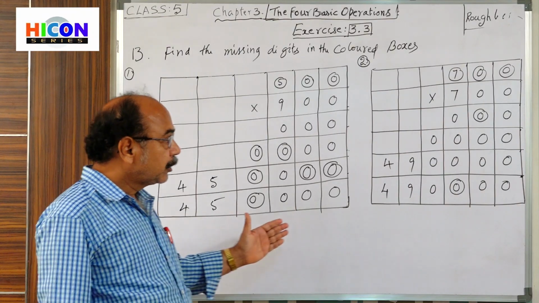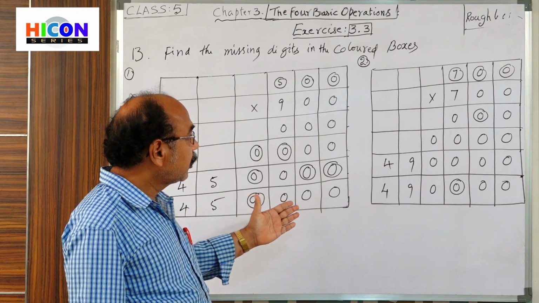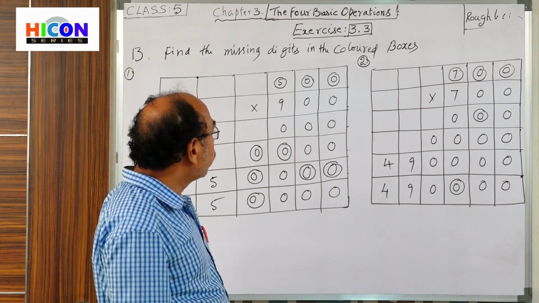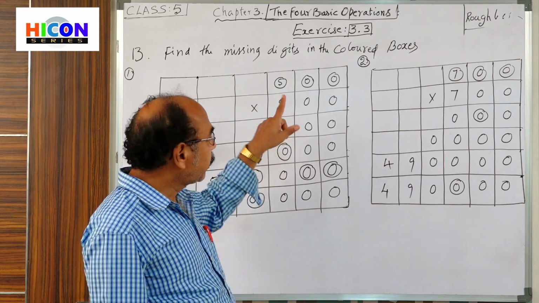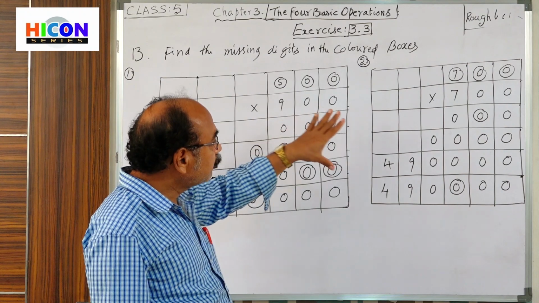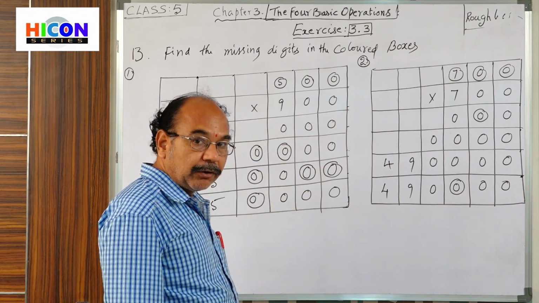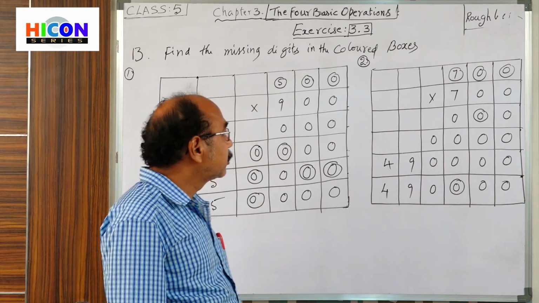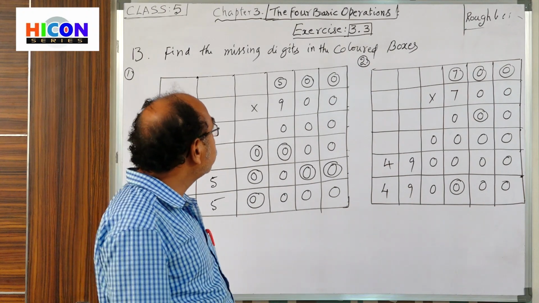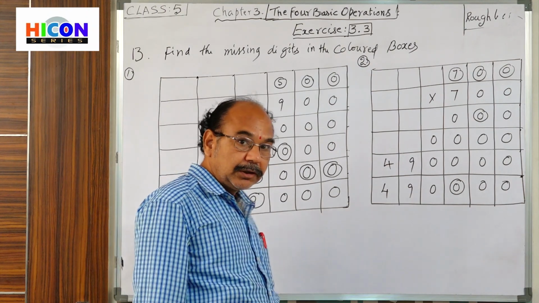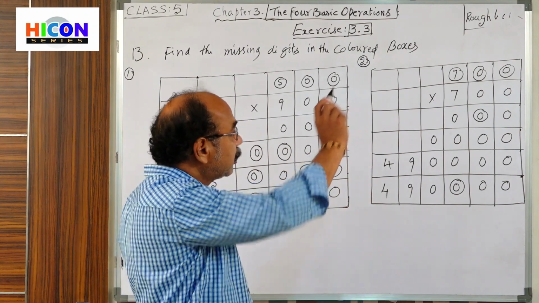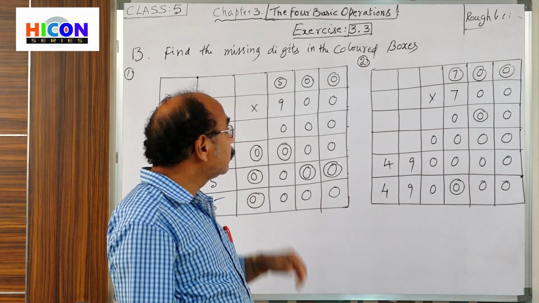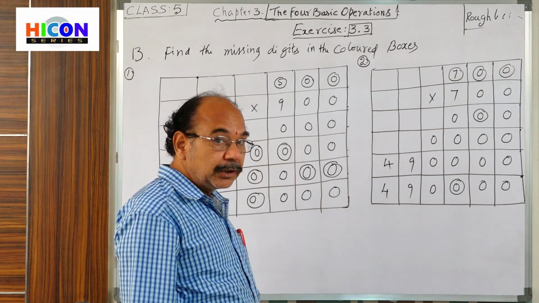See children here, some boxes are given. This is one box and that is another box. In all these boxes, some numbers are written and some blanks are also there. We have to fill up these missing digits in the colored boxes. So, missing digits are colored. In the colored boxes, we have to fill up the missing digits.